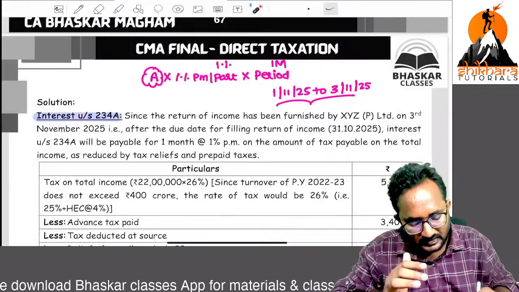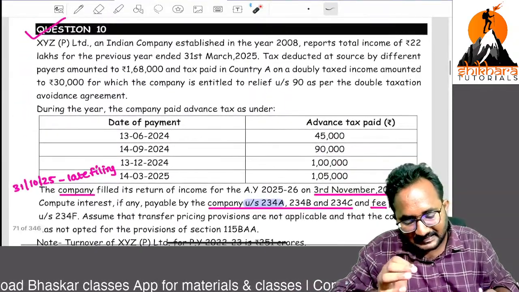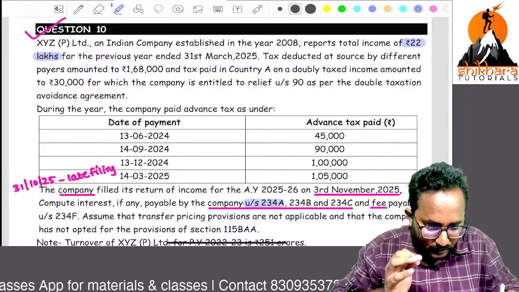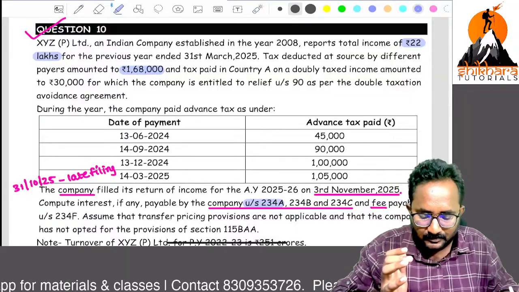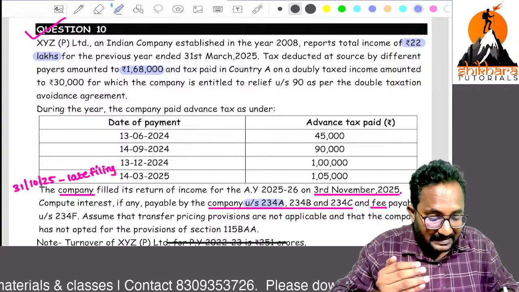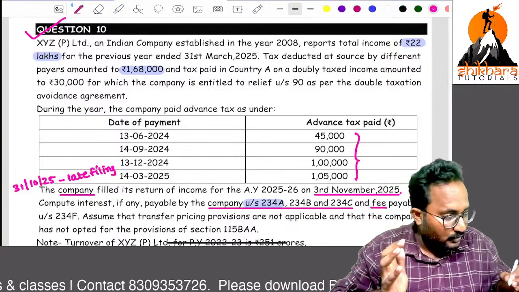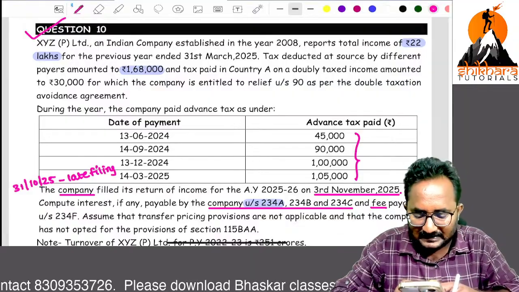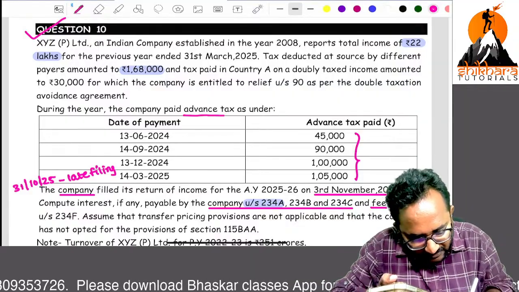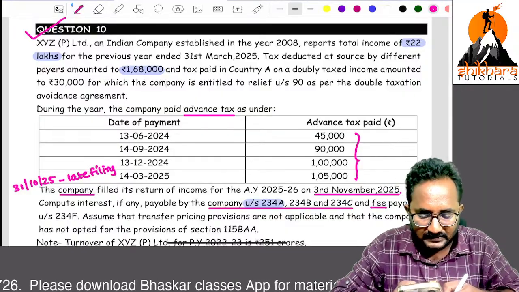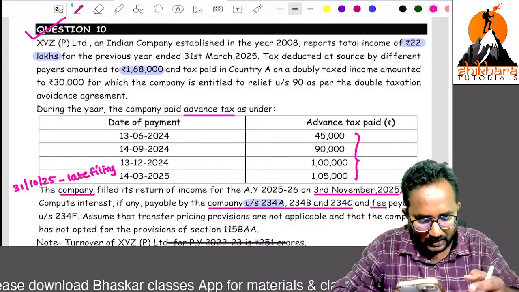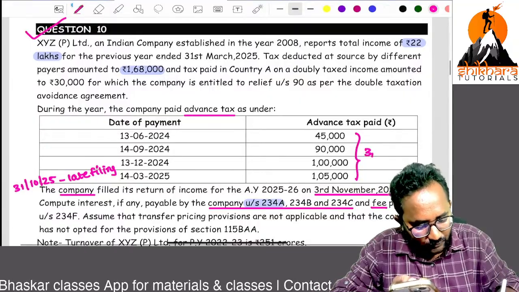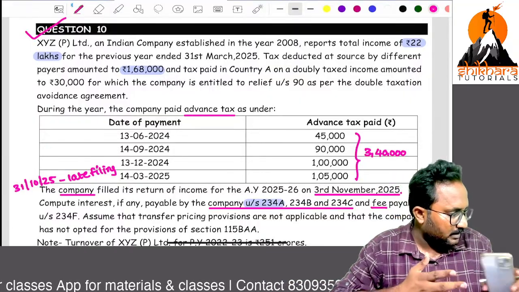Now, in this problem, the SSC reported a total income of 22 lakh. The company determined the total income as 22 lakh, and the TDS amount is given. And remember, advance tax was also paid during the previous year. Do the total. The TDS paid details are given, and the advance tax paid details are also given in this question. Calculate the advance tax: 45,000, 1 lakh, 90,000 and 1 lakh 5,000. Yes, it is 3 lakh 40,000 I got. Please correct me if it is wrong.